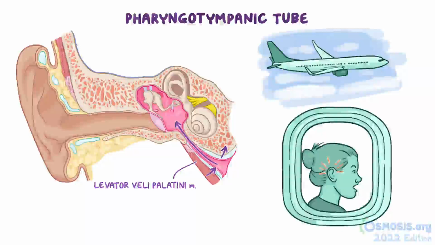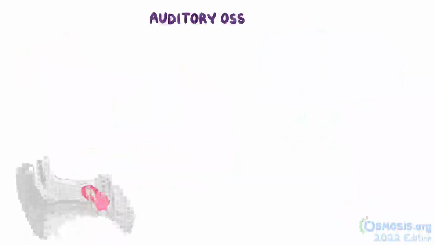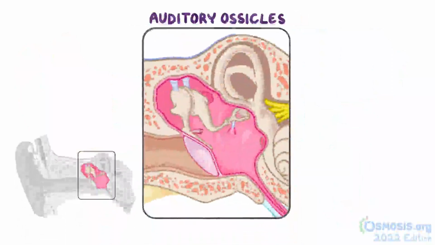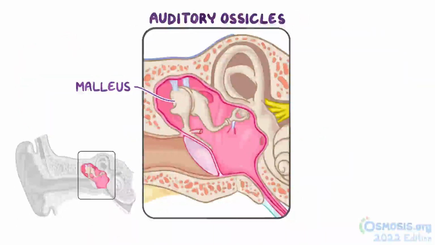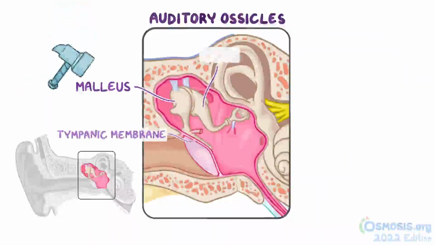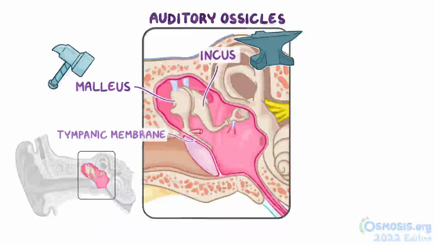Finally, let's go into some detail about the three very small but very important auditory ossicles, which are housed within the middle ear and named after the shape they resemble. The malleus, which is Latin for the hammer, is connected to the tympanic membrane on one side and the incus on the other side. The incus, or the anvil, is found in the middle of the three ossicles, attached to the innermost bone called the stapes on its medial aspect.